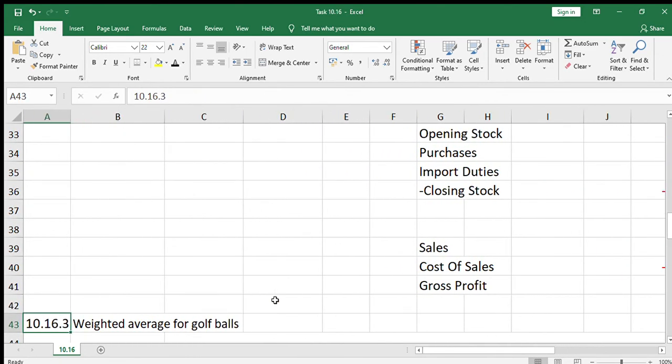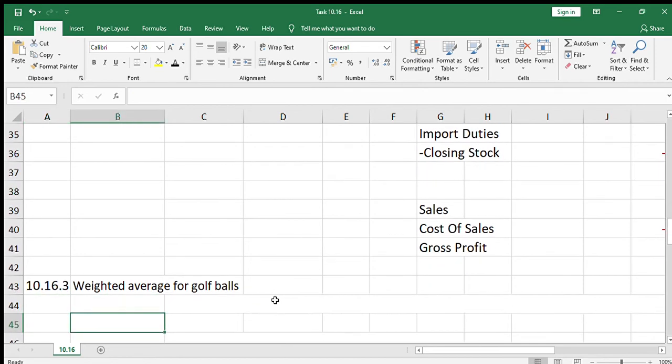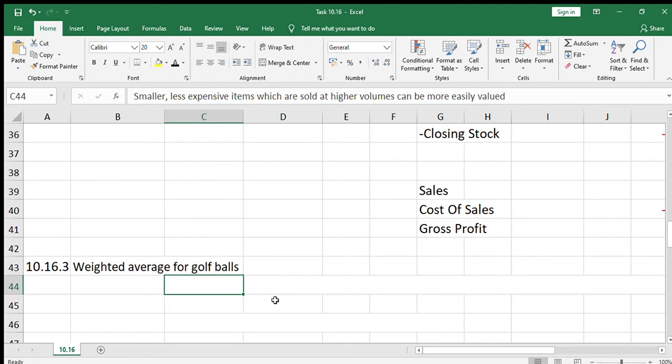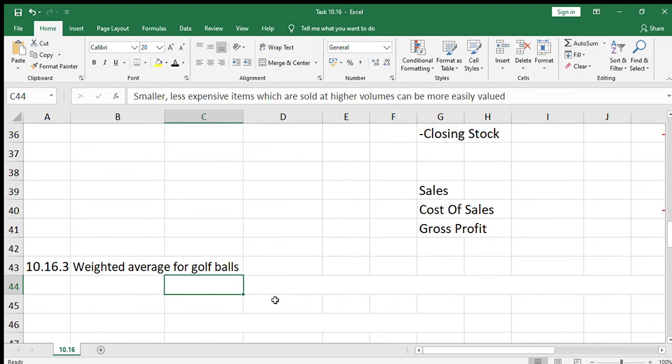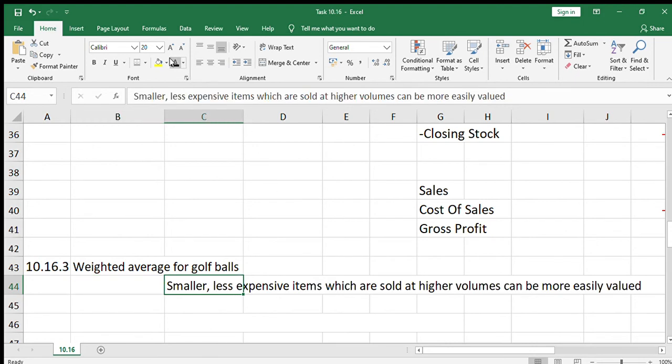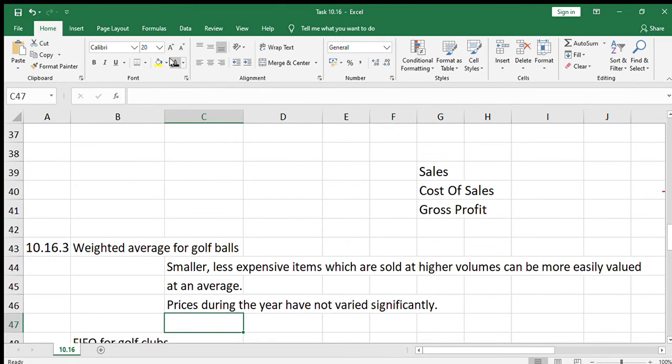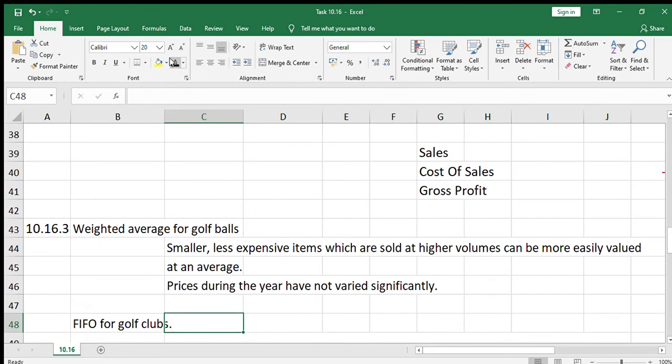Okay, then 10.16.3, the question asks you, briefly discuss why, in your opinion, the PNB Golf Shop has made use of the weighted average method to value the golf balls, but the FIFO method to value the golf clubs. Give one reason each. Okay, so for weighted average for the golf balls, because golf balls, by their very nature, they are very small items. And so they can even perhaps be weighed instead of being counted individually. Okay, so these are smaller, less expensive items which are sold at higher volumes, can be more easily valued at an average. Okay, and also if you look at the purchases schedule, the prices during the year have not varied significantly. So an average is suitable to value the stock.